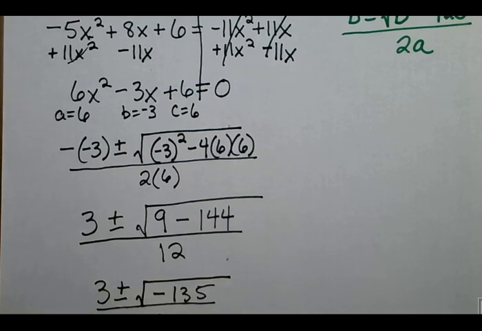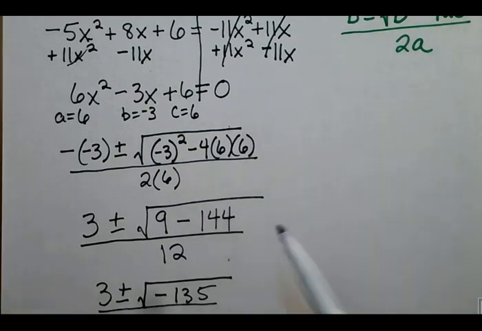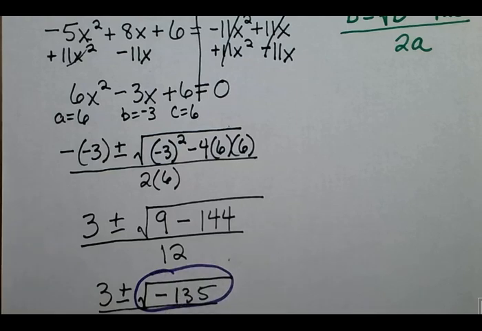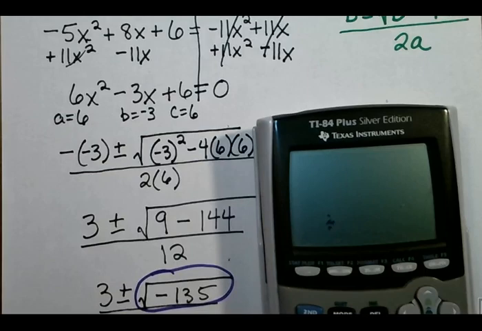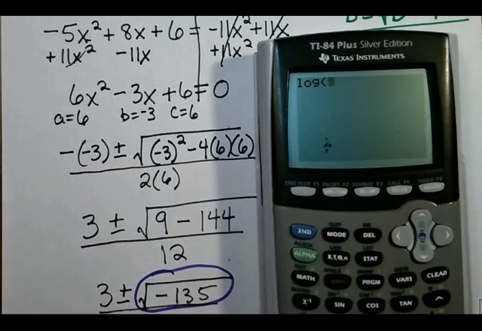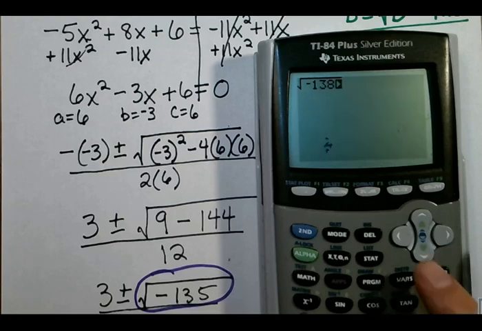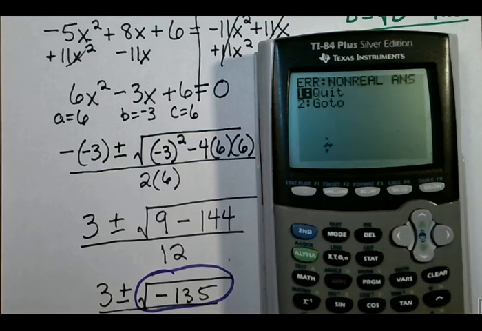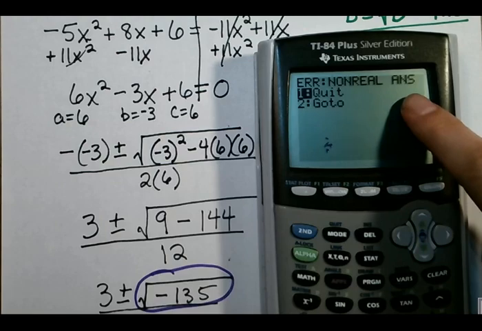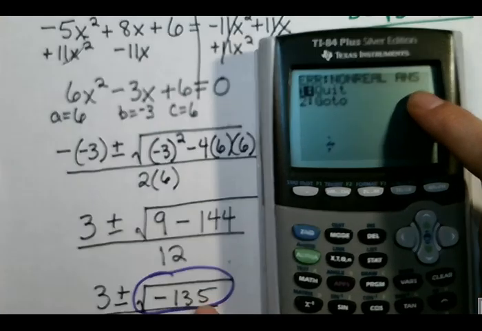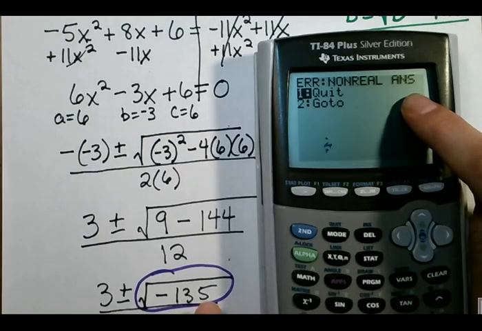Now this is where we need to stop and take a look at something. If I get my calculator out, if I try to take the square root of any negative number, I'm just going to go ahead and type this one in, negative 135. Oops. It says non-real answer. Okay, this is actually going to give us what is called an imaginary answer, and this is something that you'll learn more about in Algebra 2.